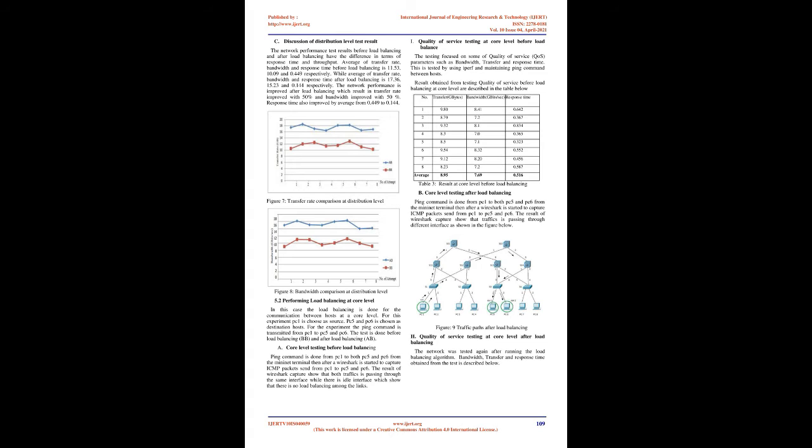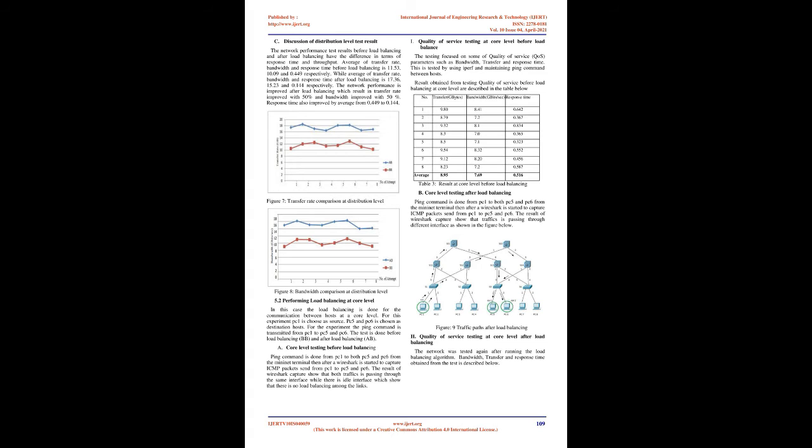Quality of service testing at distribution level before load balancing. The network was tested before running the load balancing algorithm. The testing focused on some quality of service, QoS, parameters such as bandwidth, transfer and response time. This is tested by using IJERT and maintaining the ping command between hosts. Results obtained from testing quality of service before load balancing at distribution level are described in the table below: transfer in G bytes, bandwidth in G bits per second, and response time.